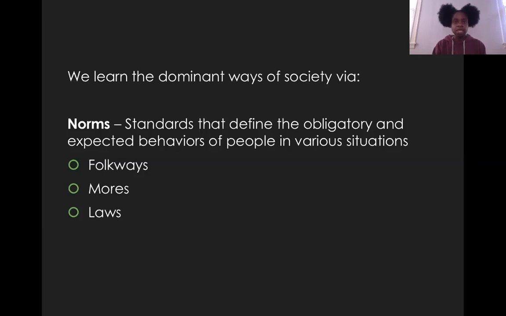Okay, let's start off with laws, right, which is at the bottom because laws are just easier to define. Laws are also a formal type of norm, meaning that they are written down, okay? We know laws, okay? For instance, we have laws when it comes to littering, okay?